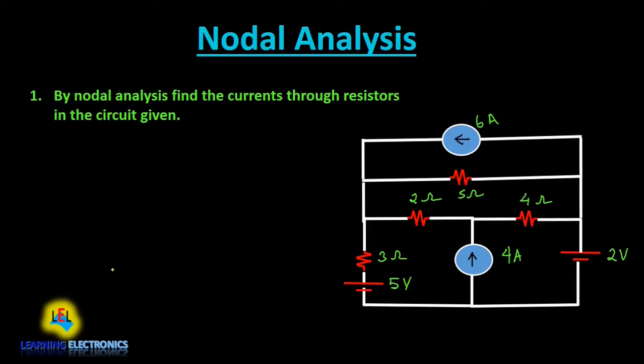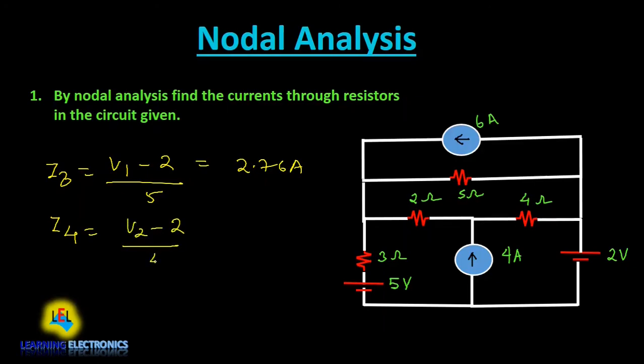Now let us find I3. I3 is equal to V1 minus 2 divided by 5, which, when we put the values, we get 2.76 ampere. Then I4 is equal to V2 minus 2 divided by 4, which is 16.51 minus 2 divided by 4, equal to 3.63 ampere. In this way we can find out the branch currents through nodal analysis.